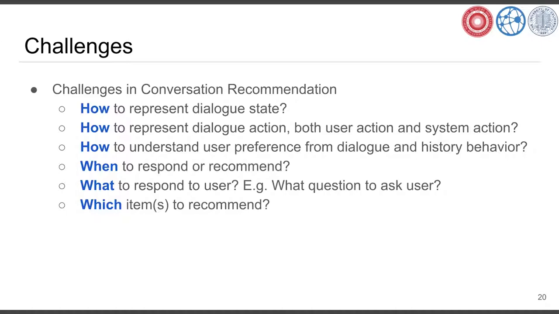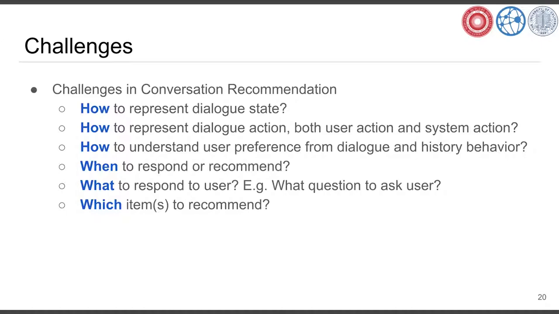And also, how can we represent this dialogue action? That is, for example, the system action includes the recommending action, the asking question action, or greetings, or some chit-chatting. And second, the challenge is how to understand the user preferences from the dialogue history, or other external behaviors like clicking or purchasing.